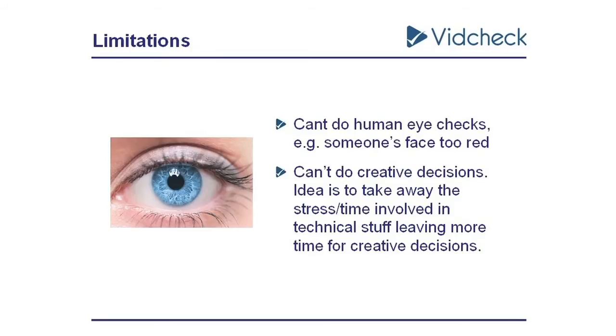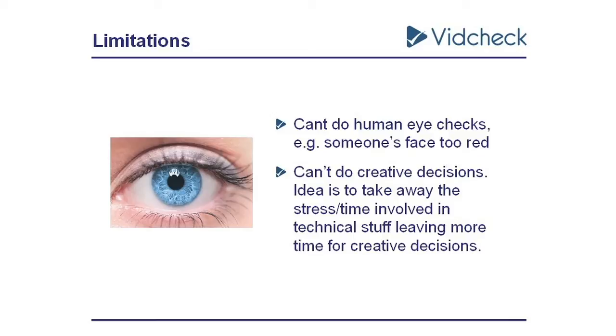Now, of course, AQC software has got some limitations. While it can look after many of the more time-consuming and technical aspects, QC software can't replace humans completely. For example, it can't perform human eyeball checks. Let's say, for example, someone's face in the video is too red. The software doesn't necessarily know that the person's face is supposed to be red or not. As long as the level of red in the video is within the defined limits, the software is not going to flag it up as being incorrect.